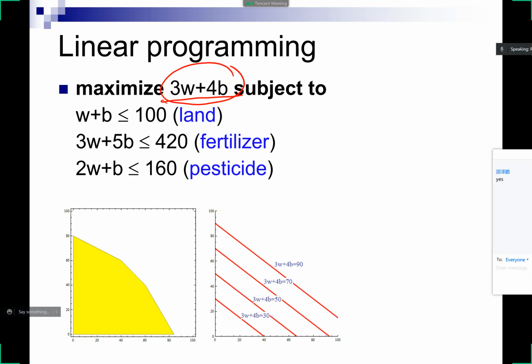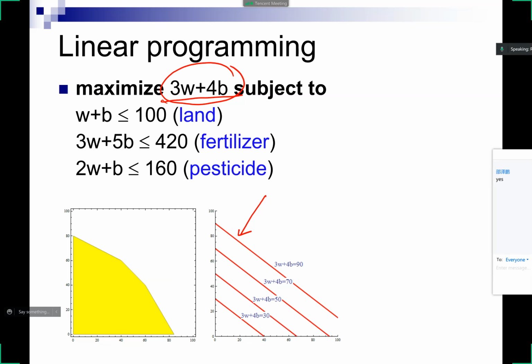Because 3w plus 4b is a linear function, the level set is going to be a straight line. In general it could be a curve, but because we have linear functions, it's going to be a straight line. So this is what I'm showing over here, these various level sets.